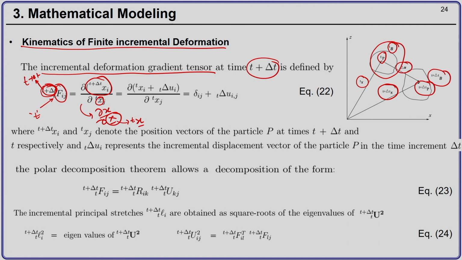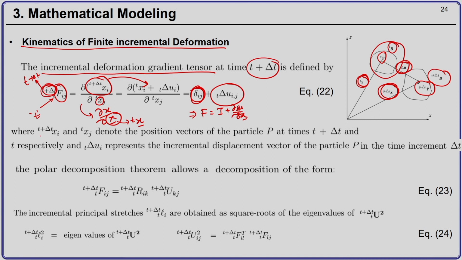Now, here x at t plus delta t can be written as the sum of x at t plus delta u at t. When we substitute and open up the brackets, we get delta_ij plus delta u_i,j at t. So, the gradient of the incremental displacement plus the Kronecker delta. If you want to write it in direct notation, this will be F equal to I plus del u by del x, and this is at time t.